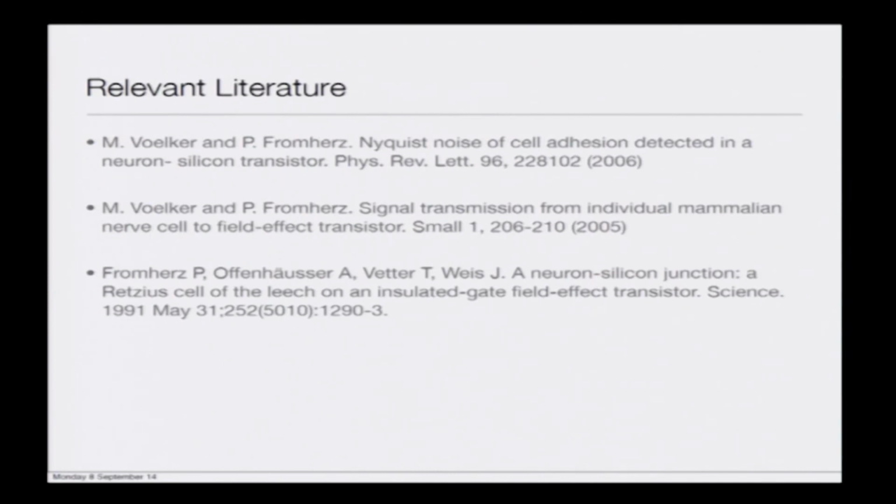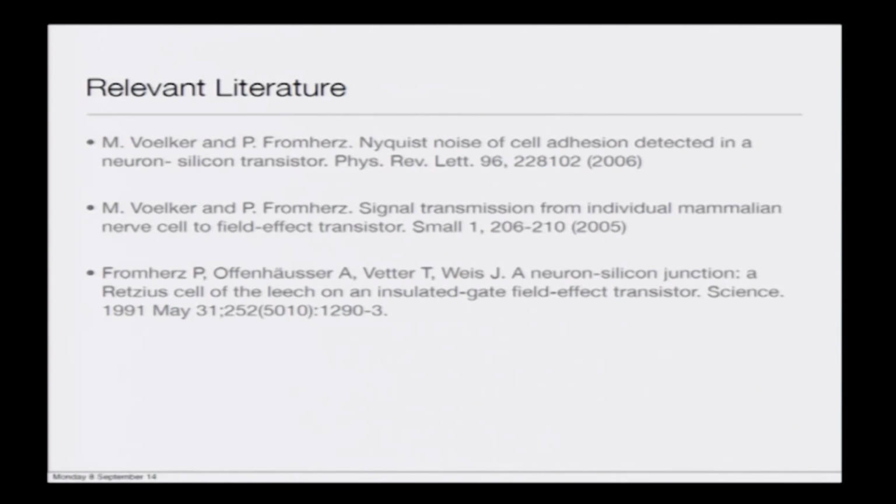The relevant literature, I have cited this last paper from Peter Fromherz, Andreas Offenhäusser, J. Weis and T. Vetter. This is one of the seminal papers, published in the journal Science back in 1991: a neuron-silicon junction, of reduced cells of the leech on an insulated gate field effect transistor. It was one of the very, very seminal discoveries. Please go through the work of Peter Fromherz, who is now emeritus professor in the Biochemistry Institute of Max Planck Institute. Go through some of his work, because he is one of the pioneers.